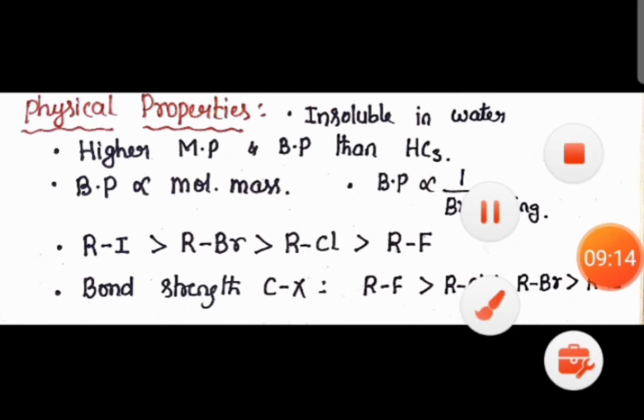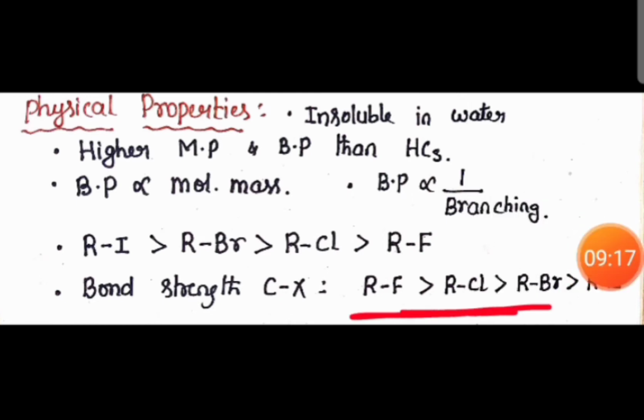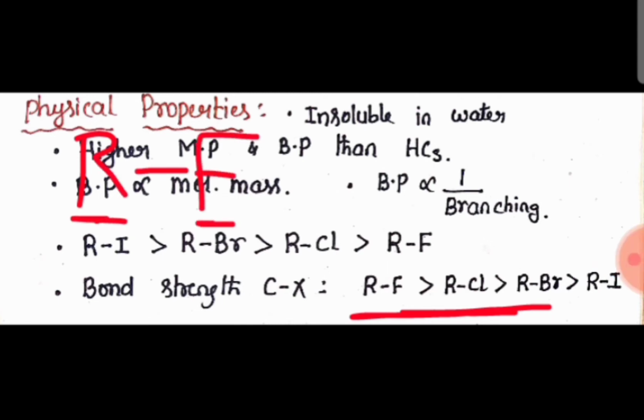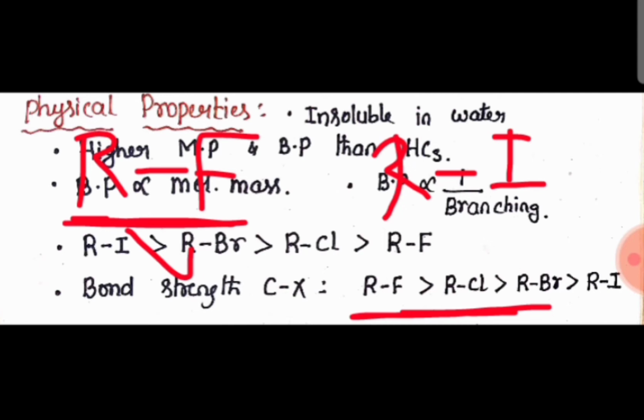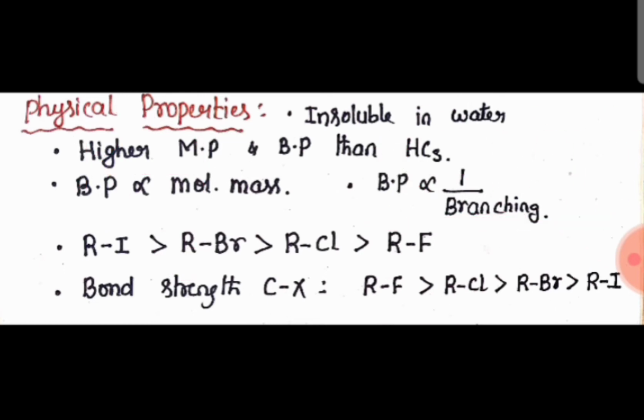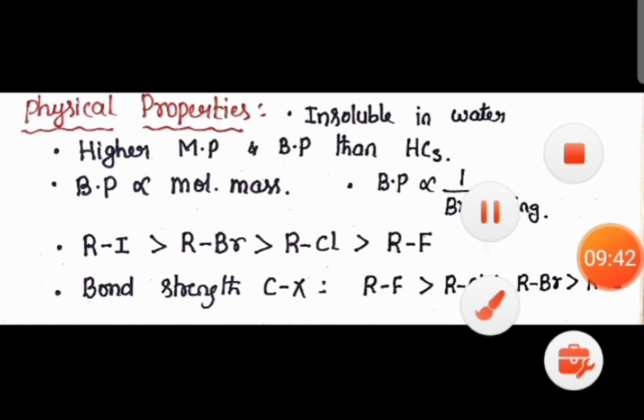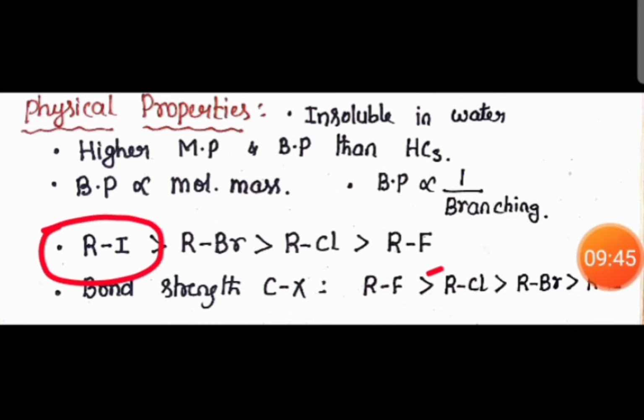Now among haloalkanes, this is the order of bond strength. What we can find here is the bond between carbon and fluorine in R-F, and the bond between carbon and iodine. The bond between carbon and fluorine is stronger because the bond is shorter, and the bond between carbon and iodine is weaker because the bond is longer. Because of that, R-I, alkyl iodides, are more reactive and alkyl fluorides are less reactive.